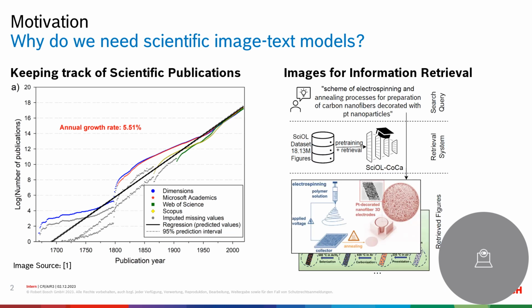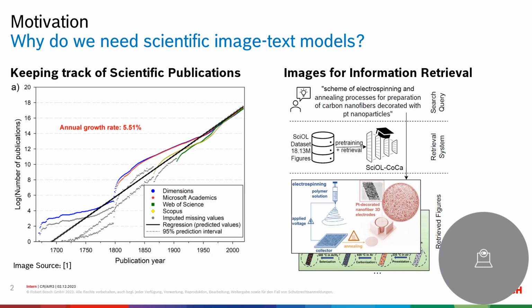However, figures play a central role in scientific publications as they often show important information, including, for example, experimental outcomes. It would therefore be useful to have systems that allow finding relevant figures and thereby publications given natural language descriptions.